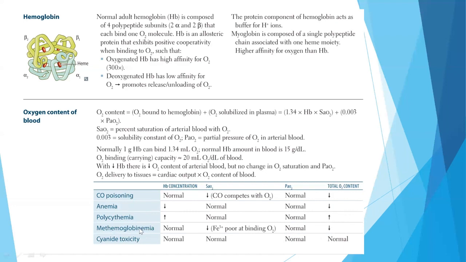In case of methemoglobinemia, there is decreased oxygen saturation because the ferric ions have poor affinity for binding oxygen. In case of cyanide toxicity, everything is normal.